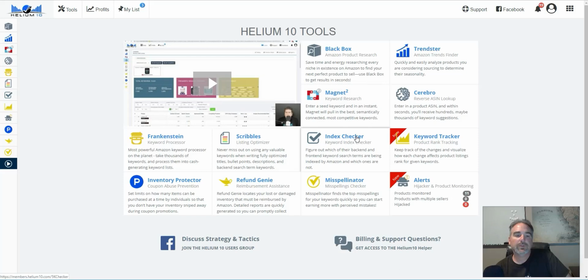This gets a little more advanced. I won't get into that, but when you're trying to get ranked for keywords, one of the things you have to find out is why it's not working. If you put in a keyword that you really want to get ranked for and you're at 100 or 300, or you're not even found at all, you need to go over here and use this index checker. It'll tell you if Amazon's even indexing you for that.